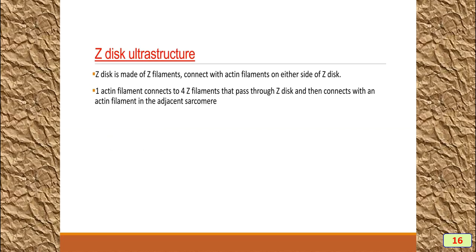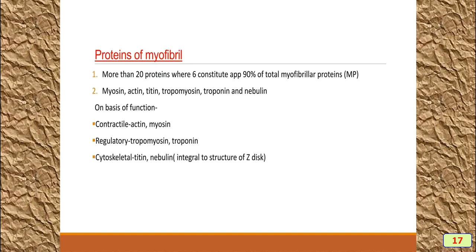Then the Z disc ultrastructure is made up of Z filaments connected with the filaments on either side of the Z disc. One actin filament connects to four Z filaments that pass through the Z disc and then connect with the actin filament in the adjacent sarcomere.